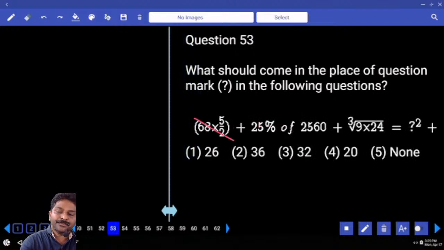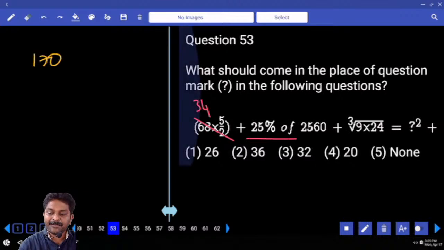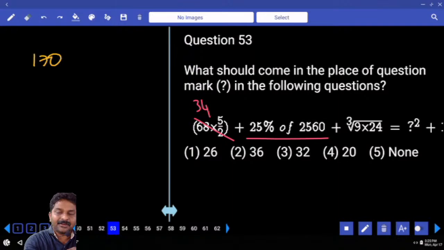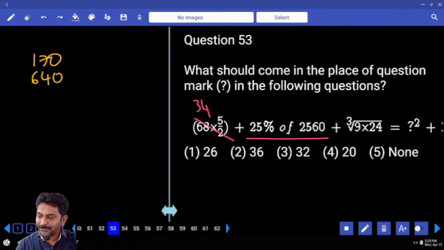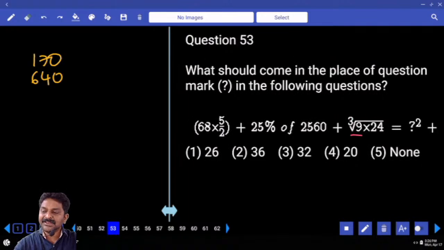68 by 2 is 34. 5 times 34 means 10 times and half only. 10 times is 340, half is 170. 25% is 1 by 4. 2560 by 4. 6 times, 4 times, and then 0 times. Correct? And it is a cube root, right? When you see 9, that is already 3 square. But we have a cube root, right?